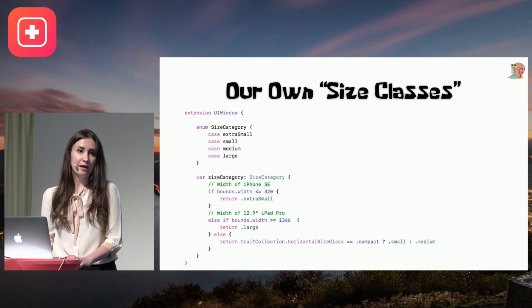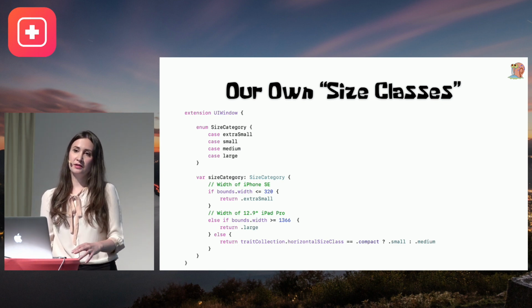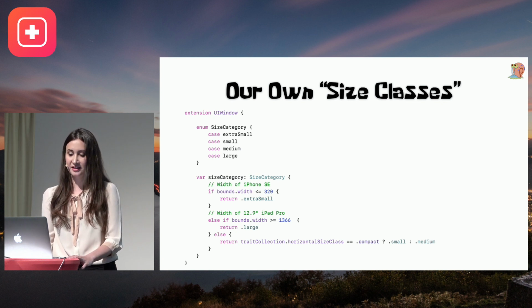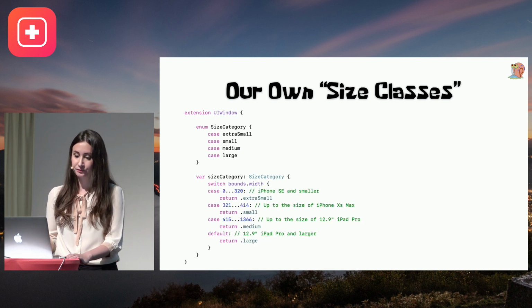I like to roll out my own version of size classes. I usually make an extension in UIWindow. I create a size category, and I define those categories based on this specific app's needs. So in this case, the extra small will be like the small iPhone, extra large will be iPad Pro, and everything else will be based on the trait collection.